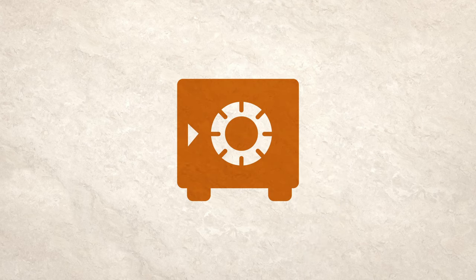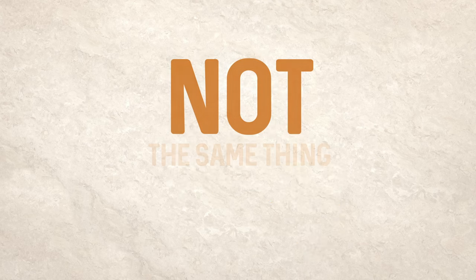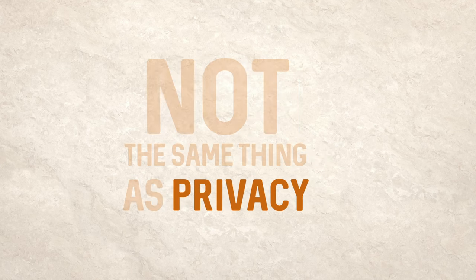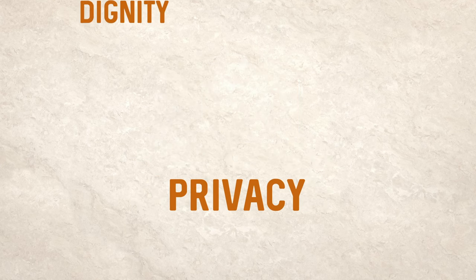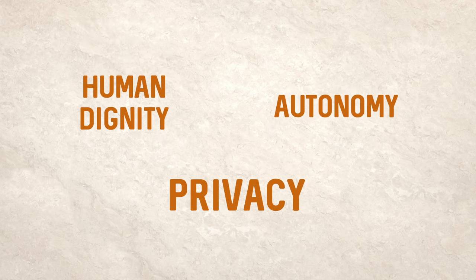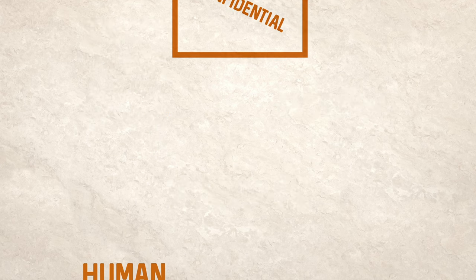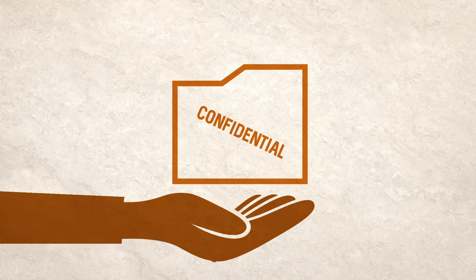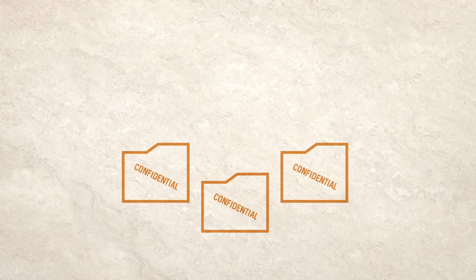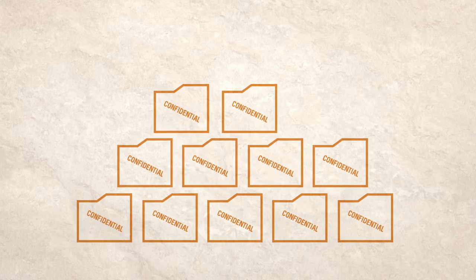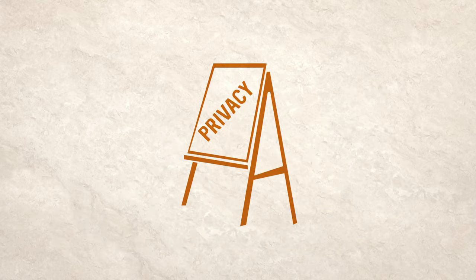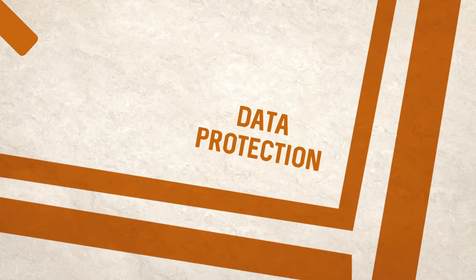And what about data protection? Contrary to popular belief, it is not the same thing as privacy. Privacy is a broad concept, referring to the conditions which enable a basic foundation of human dignity and autonomy. Data protection is more specific. It's concerned with the ways third parties handle the information they hold about us, how it is collected, processed, shared, stored, and used. In other words, privacy is the big picture, and data protection is one corner of it.